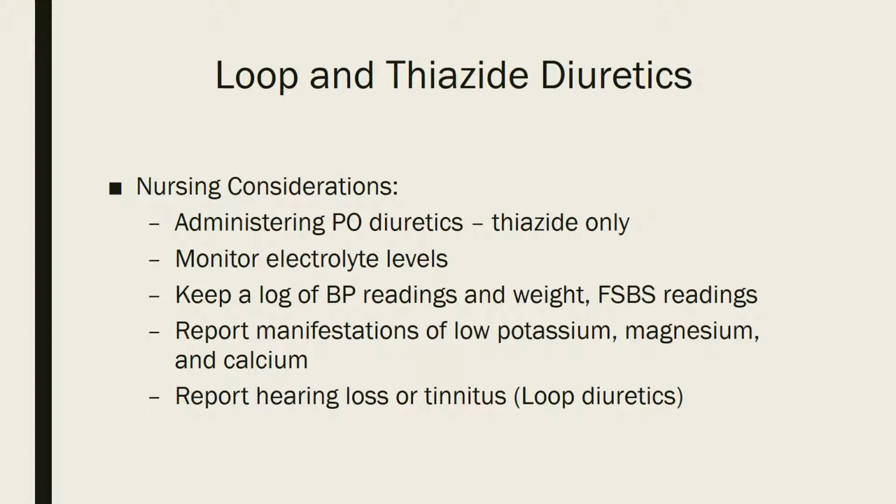Monitor electrolyte levels, so your magnesium, sodium, potassium, chloride, uric acid, and blood sugars. Have the patient keep a log of blood pressure readings, weight, and blood sugar readings. They need to report any signs and symptoms of low potassium, magnesium, and calcium, and report any hearing loss or tinnitus with loop diuretics.